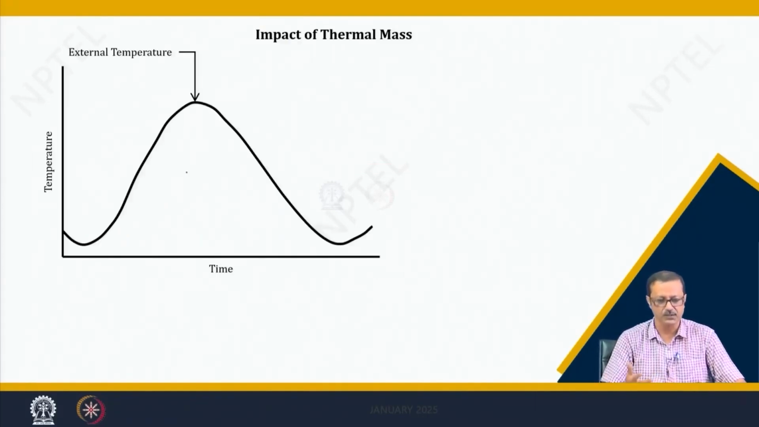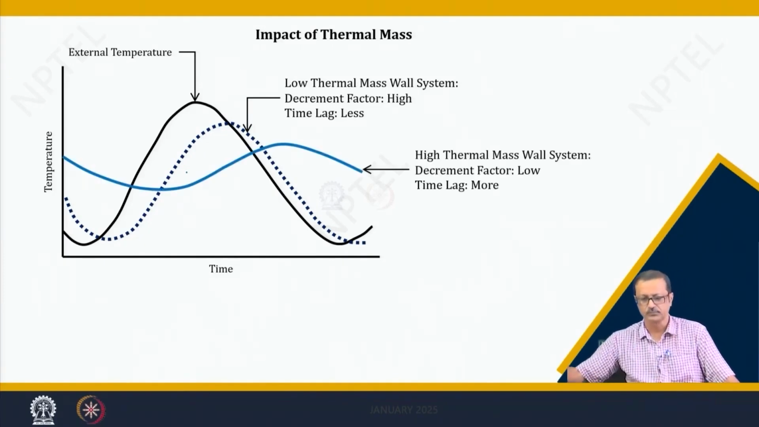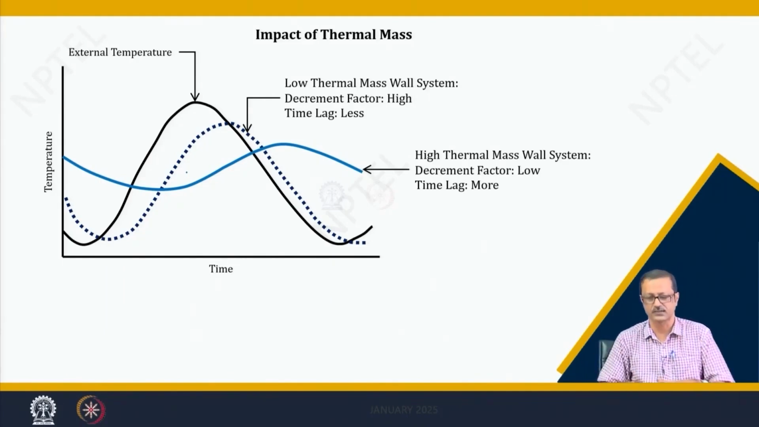So, the impact of thermal mass: if I have a very low thermal mass, the attenuation of the amplitude will not be so much. It will have a very small time lag also, because within 1 hour or a few hours the peak will be there, and a very high decrement factor. Whereas, if it is a high thermal mass material, then it will be the reverse: it will be very flat, with more time lag and a low decrement value.